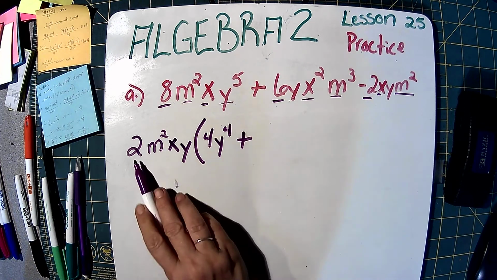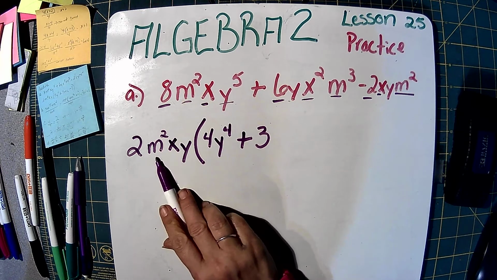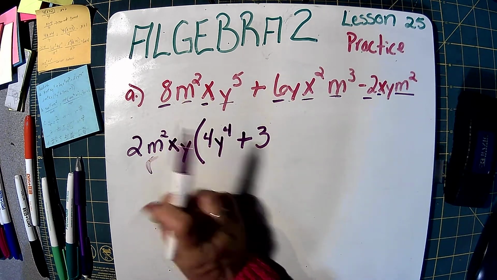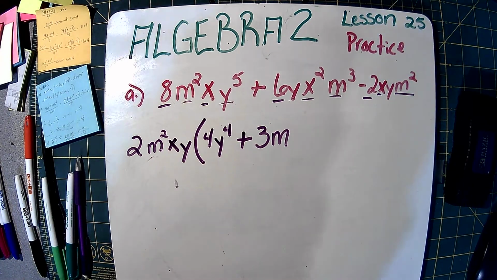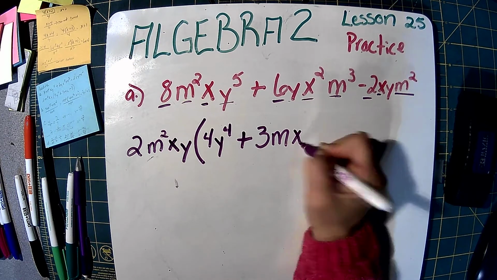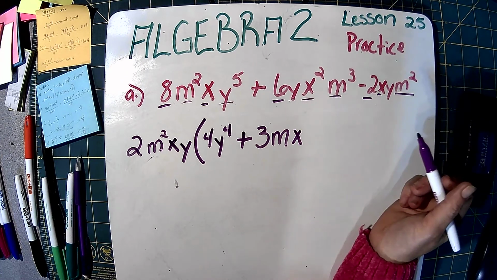Now my second one, 2 goes into 6 3 times. M's. I took out 2 of the m's right here. This one has 3, so I'll have 1 m left over. Alright, my x's, I factored out one of the x's. I'll have 1 left over. And I factored out 1 y. That's all that I got there.